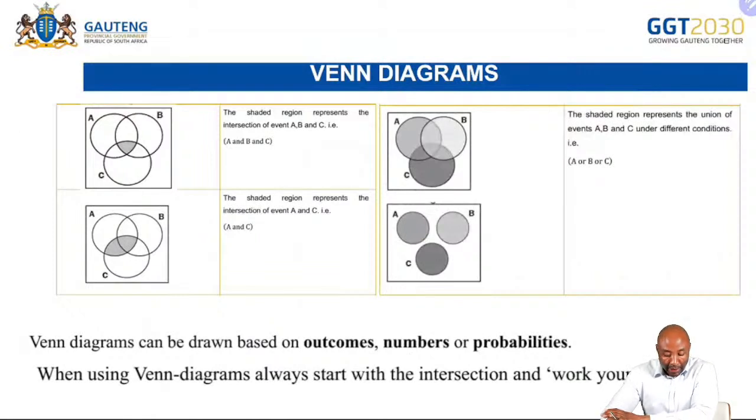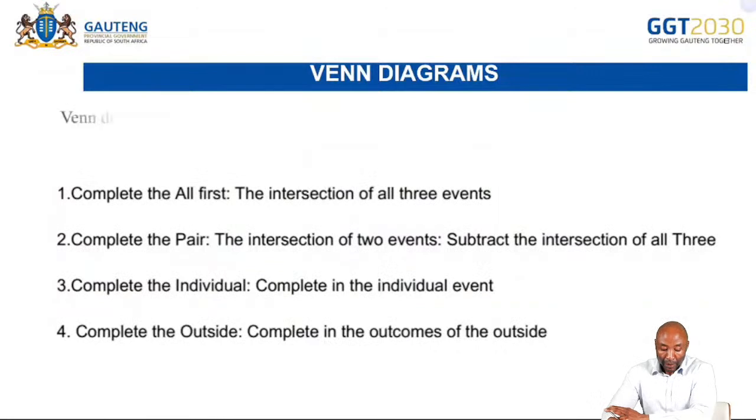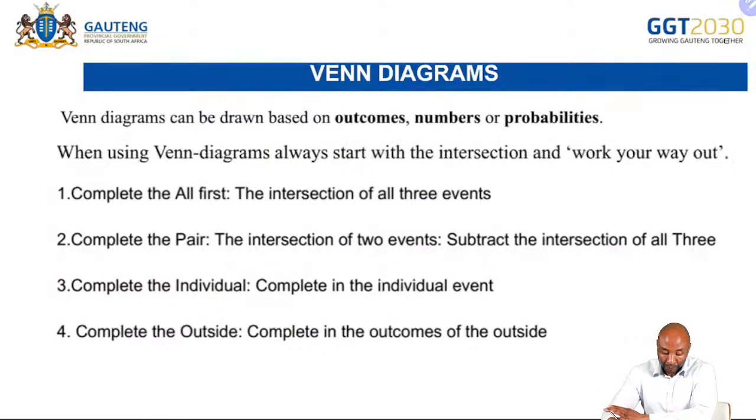And the last set of our Venn diagrams there represents A, B, and C that are disjoint. There is no intersection there. And our Venn diagrams can be drawn based on our outcomes in terms of our numbers or probabilities. When using our Venn diagrams, we always start with our intersection and we work our way out. We will see this as we move along.